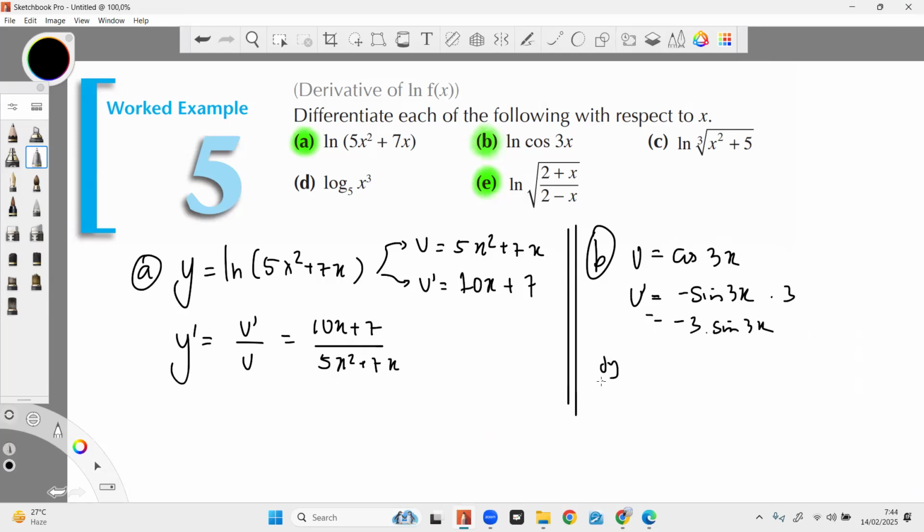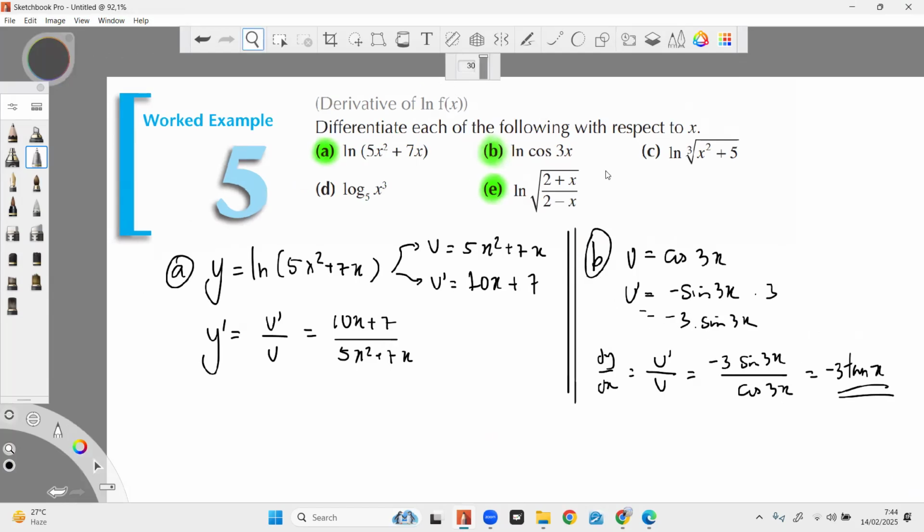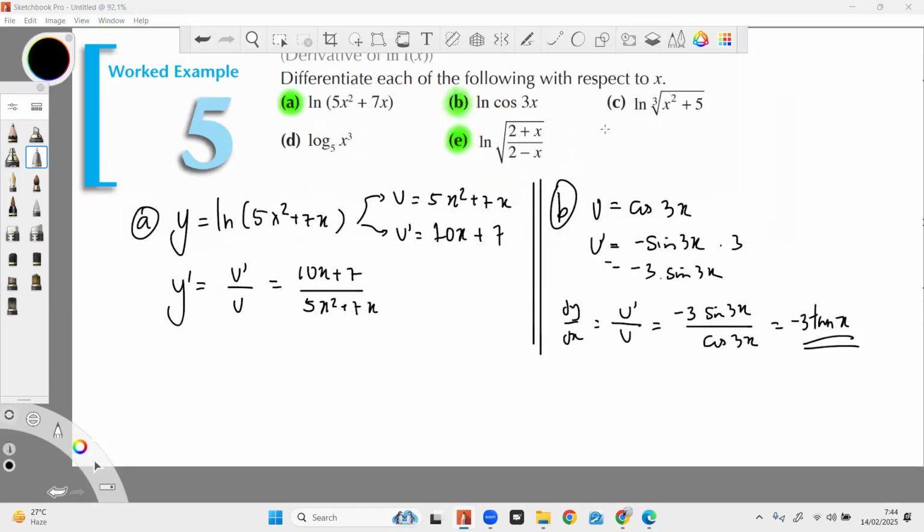And y accent, or dy/dx, is u accent over u. Okay, negative 3 sine 3x over cos 3x. Can we simplify further? Sin over cos is tan. There you go. I don't think it's very hard. Still manageable, right? But you need to understand your previous knowledge, which is the derivative of trigonometric functions.